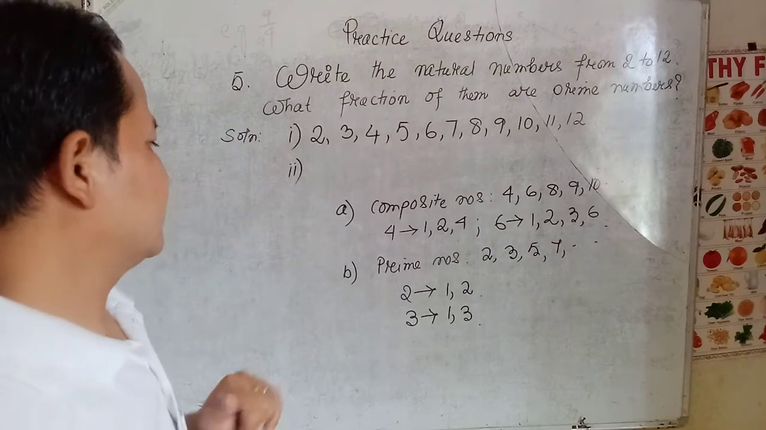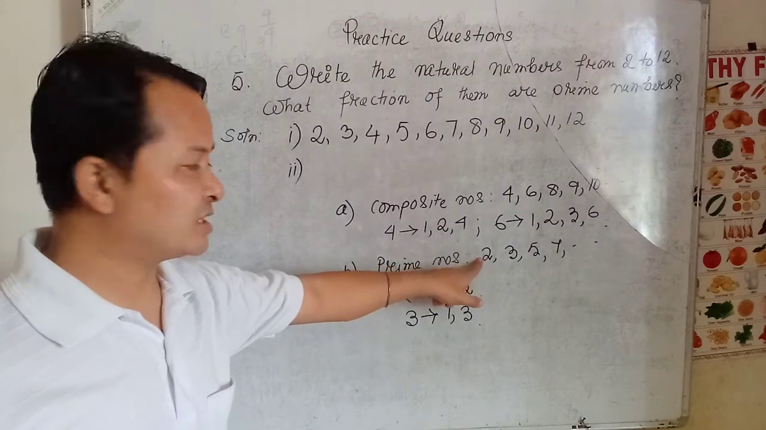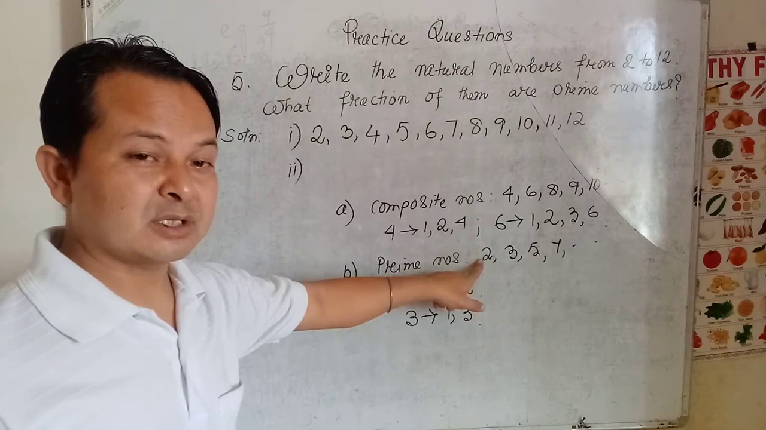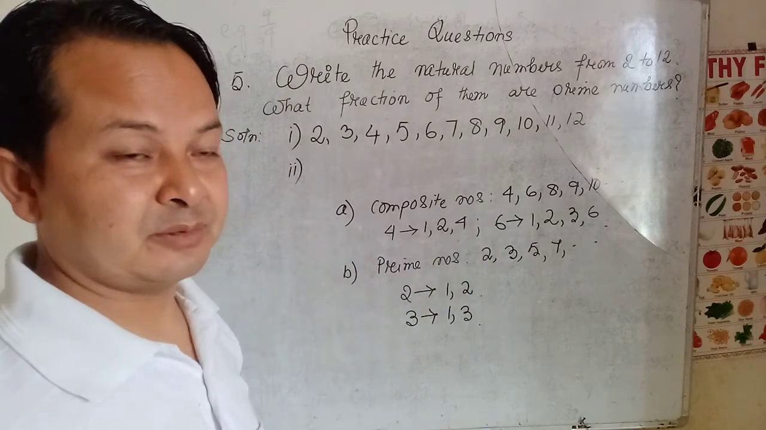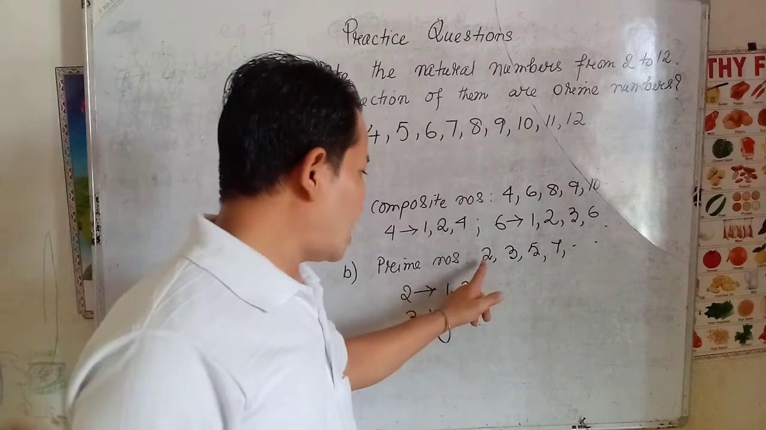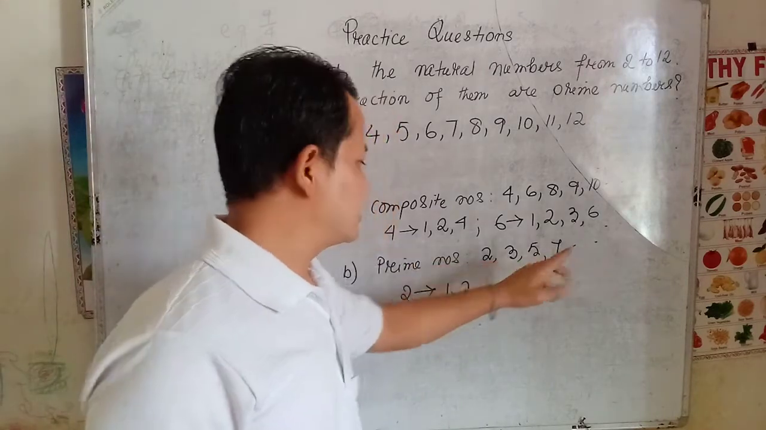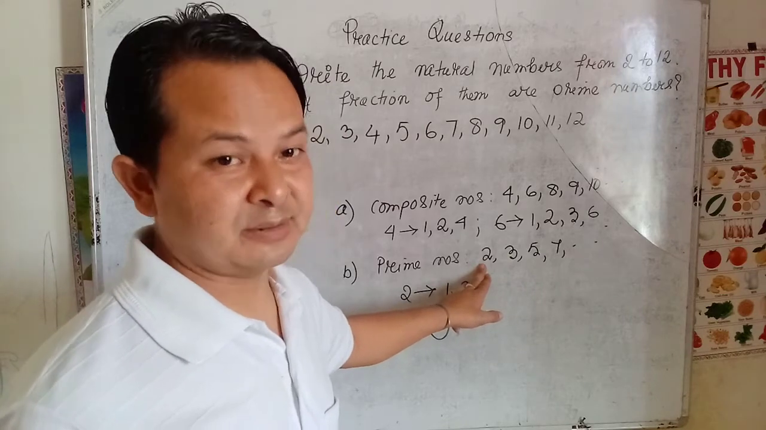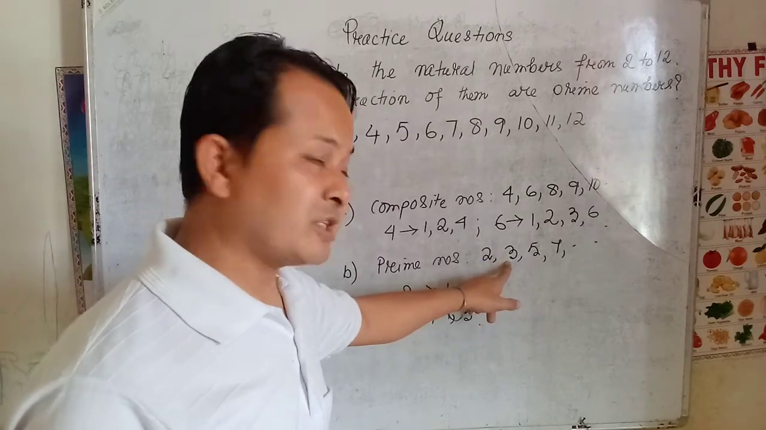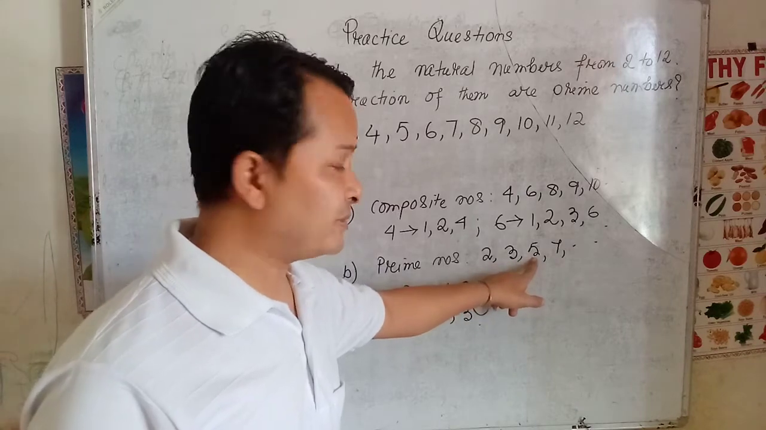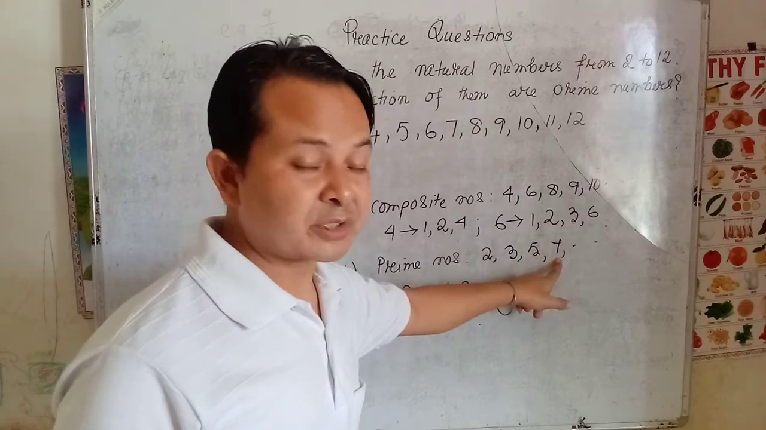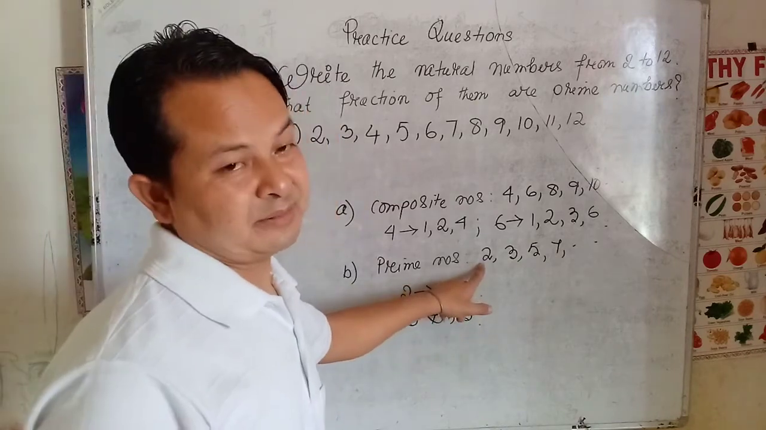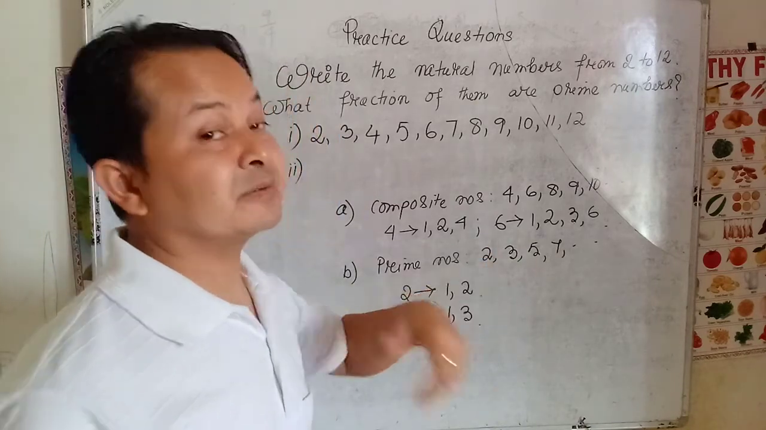But this number 2 is also known as the only even prime number. Why? Because out of these given prime numbers, 2 is the only prime number which is even. 3 is not an even number, 5 is not an even number, and 7 is also not an even number. But 2 is an even number. Why? Because this 2 is divisible by 2.